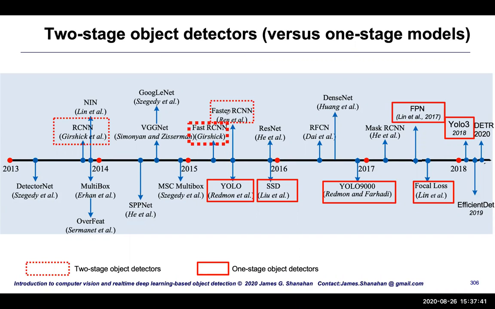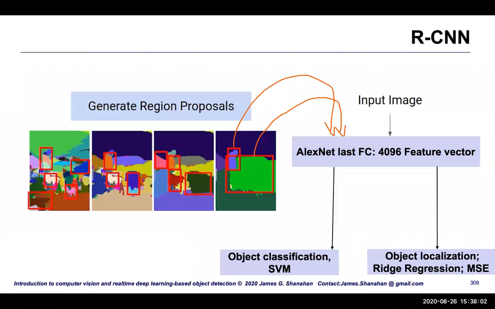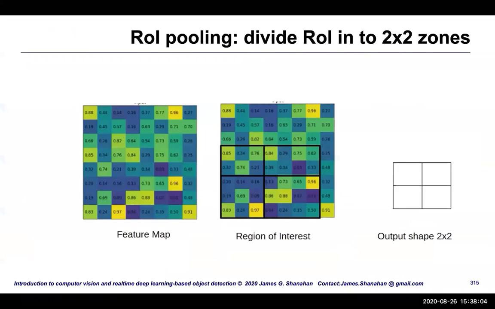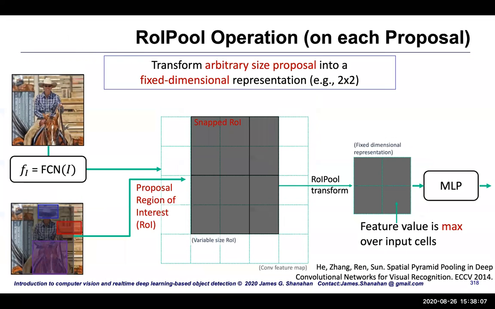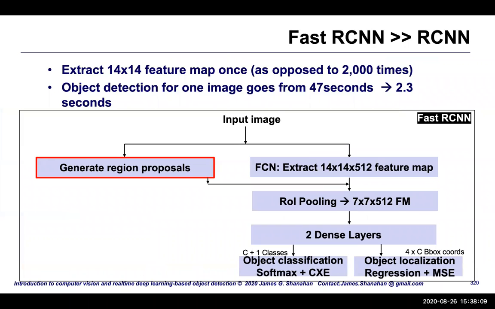Fast R-CNN makes this faster, and Faster R-CNN replaces the region proposal algorithm with a neural network model. So it's still a two-step process. I'm just moving ahead here so that we don't fail to talk about other things.